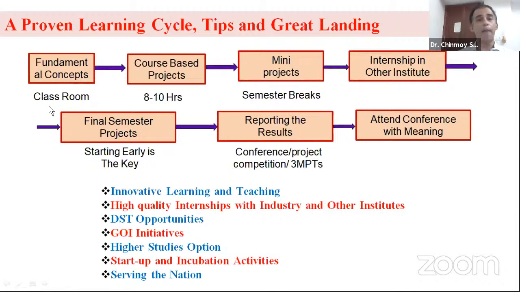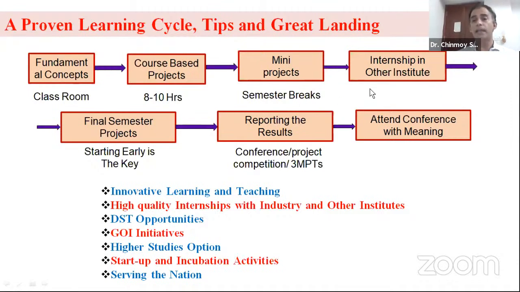That happens in the classroom. But if you just stick to that and just want to get a good score, it wouldn't be enough. So you need to get involved with course-based projects. When I say you need to get involved, it means the faculty members also have to have those kinds of initiatives. Then you can do different kinds of mini projects during the semester break.